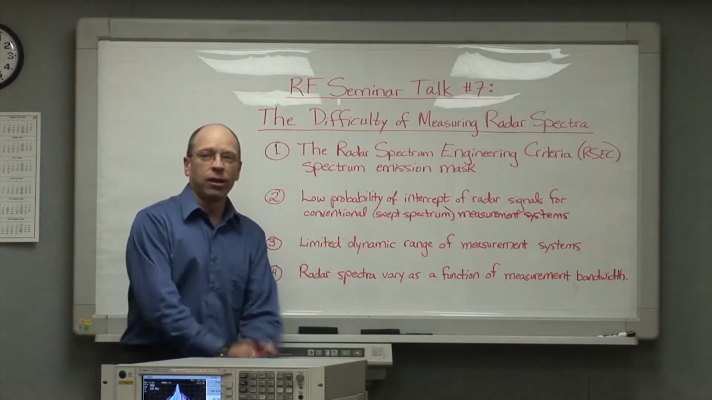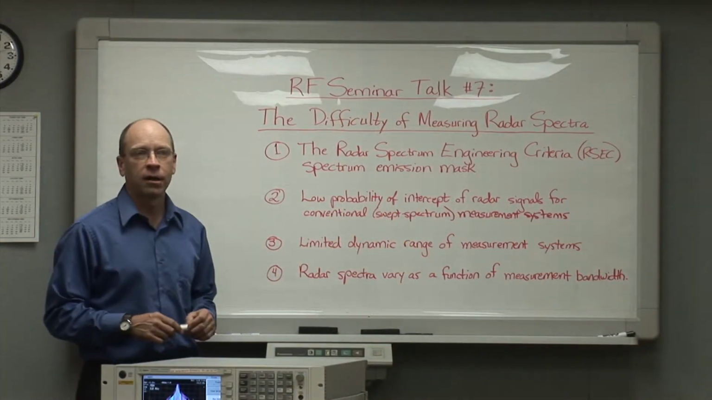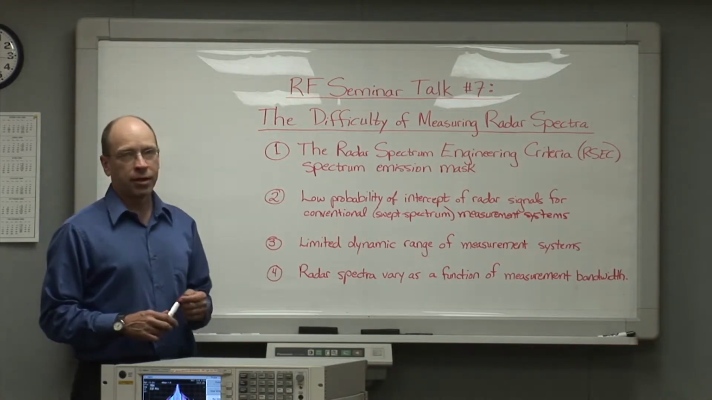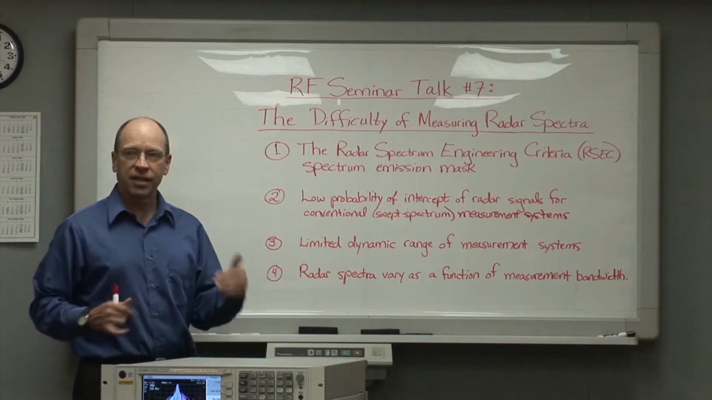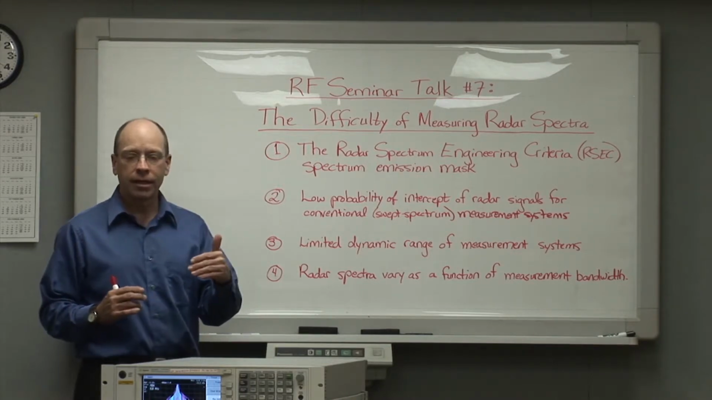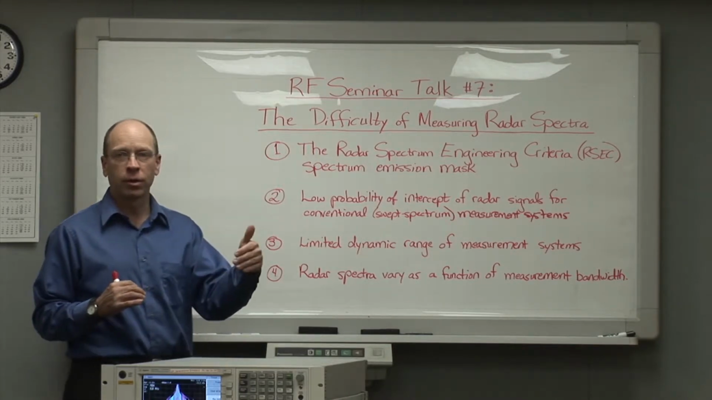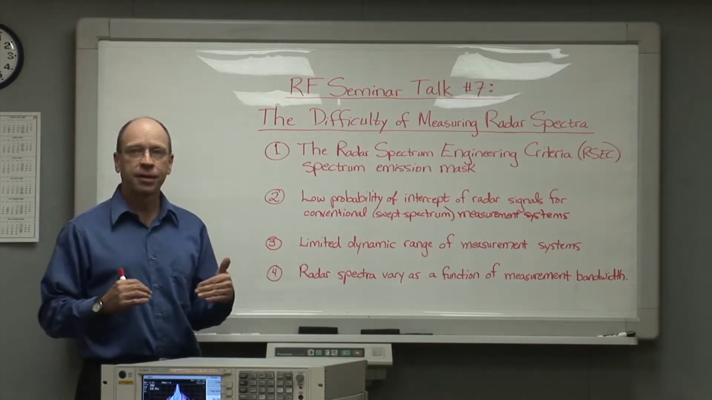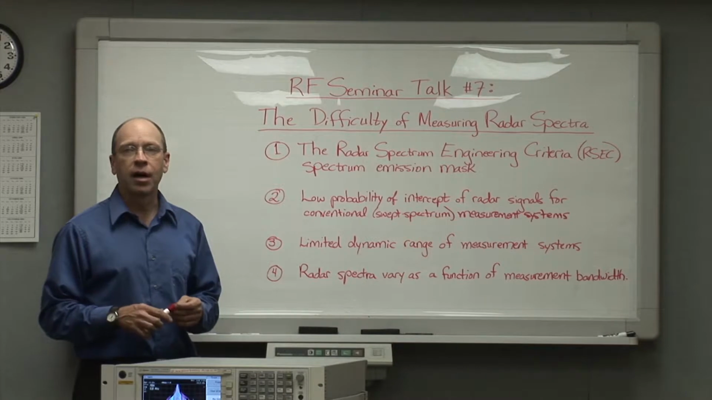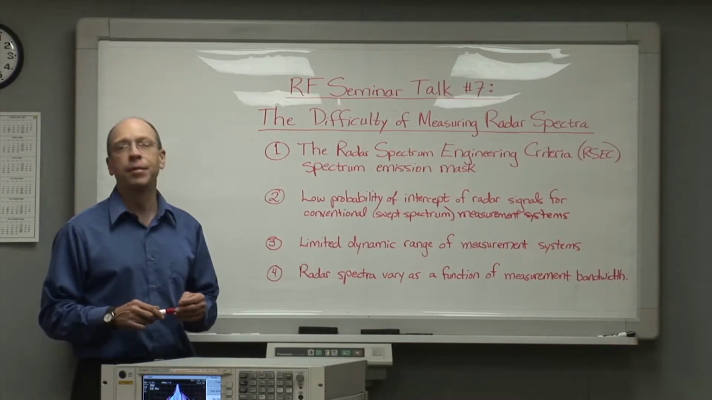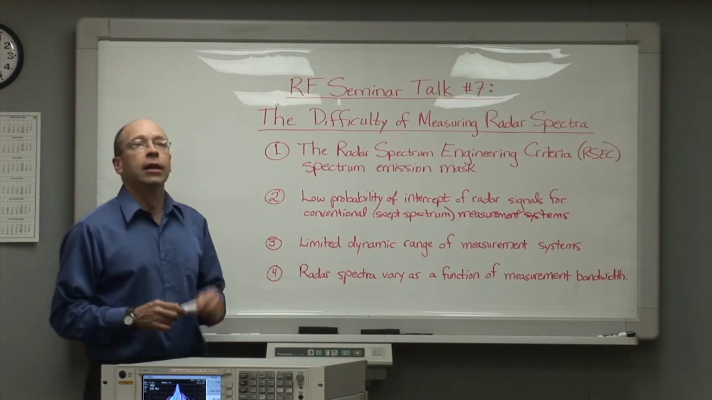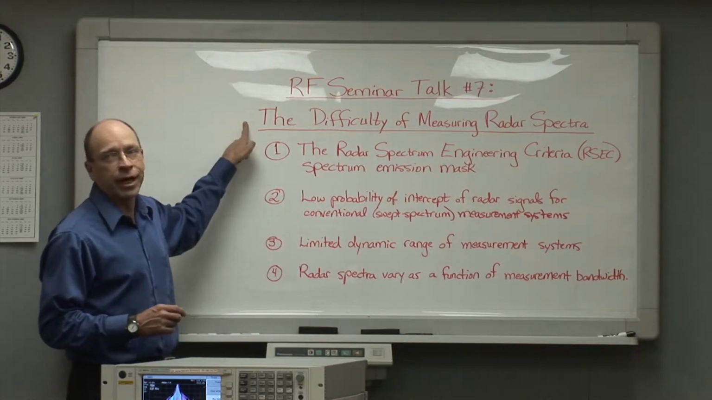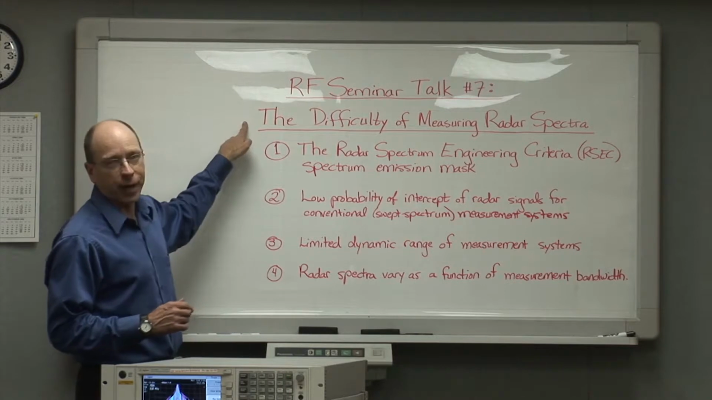Hi, and welcome to the 7th talk in the ITS RF Spectrum Measurement Seminar Series. Up to this point in the series, we've put together a set of building blocks that relate to the way that spectrum measurement systems work, and in the most recent talk, the way that radars work. And the reason we've been doing this is because we want to build up to understanding how to measure radar emission spectra. The talk today is on the topic of the difficulty of measuring radar emission spectra.